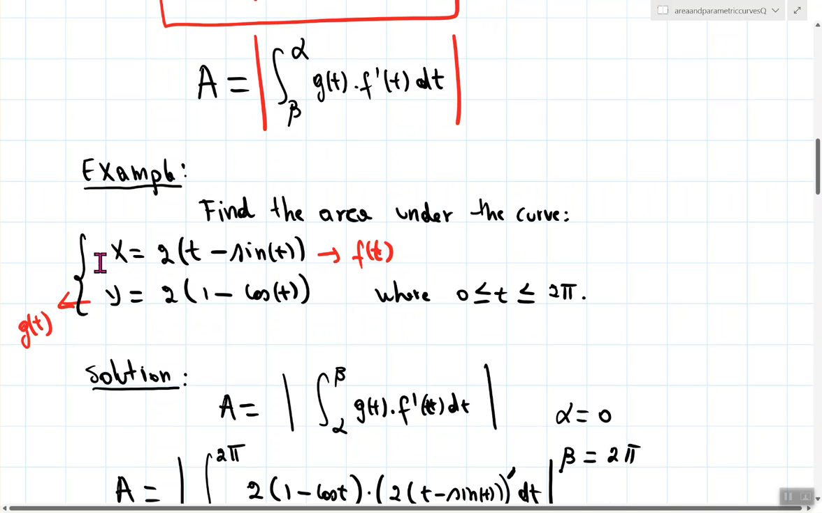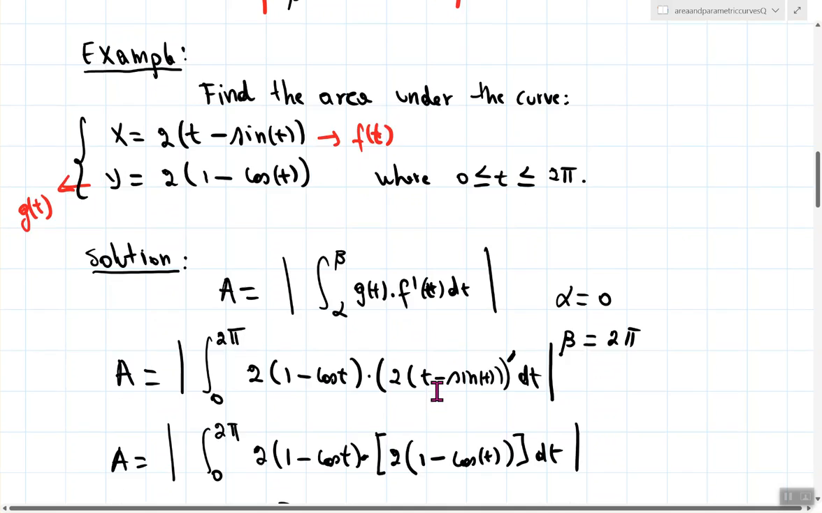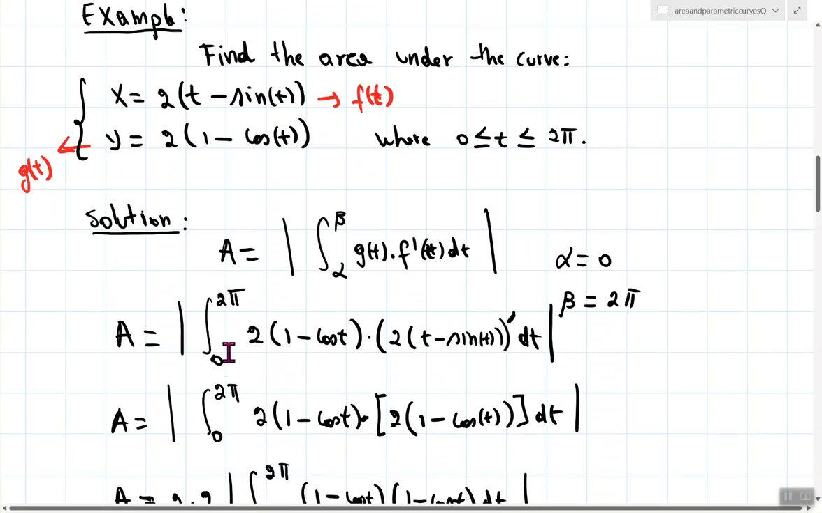So x is f of t, y is g of t. We know the formula is the absolute value of the integral from alpha to beta of g of t times f prime of t dt. So in this case, alpha is 0, beta is 2 pi. So you can integrate from 0 to 2 pi. You will integrate the g of t, which is 2 times quantity 1 minus cosine of t, times f prime of t. So you're going to take the derivative of x. It's going to be the derivative of 2 times quantity t minus sin of t, and then dt.